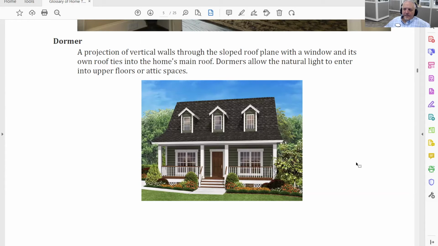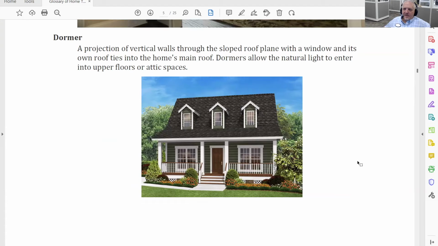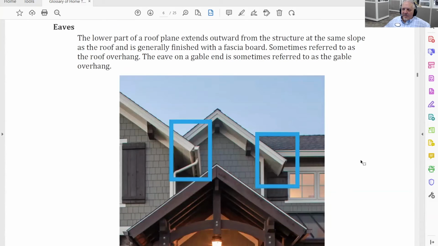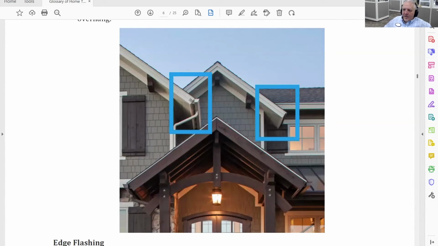Okay. Any questions on that so far? Okay. Let's talk about eaves. I'm going to have to really move things along because we're not going to get very far with this.